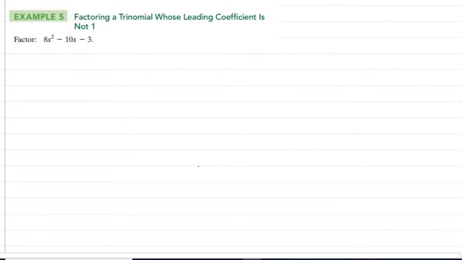Example 5, factoring a trinomial whose leading coefficient is not 1. If we have to factor 8x squared minus 10x minus 3, there are a couple of methods we can use. If you learned this from other teachers and you like to use the method they taught you, you can just use that method. I'm going to introduce you to the box method. So we're going to write 8x squared here, and then write negative 3, which is what you see right there.